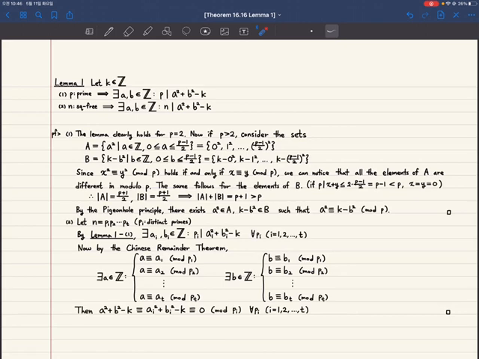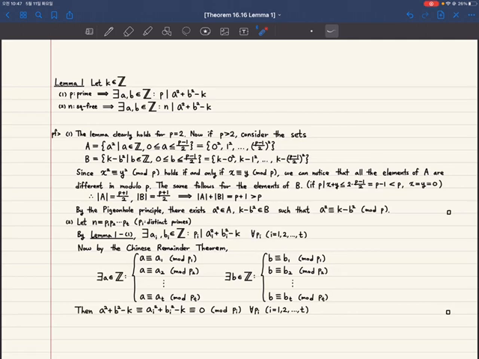So the lemma clearly holds when p is 2, because we can change a and b accordingly such that they're even or odd depending on the value of k. And now we assume that p is greater than 2. And we're going to consider two sets, A and B, which are defined as the following.